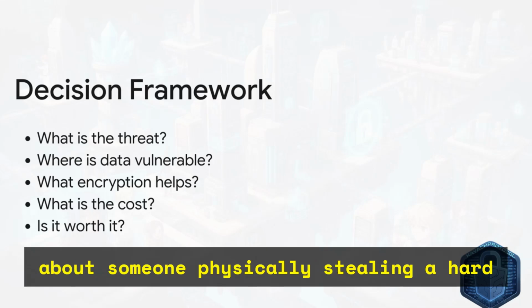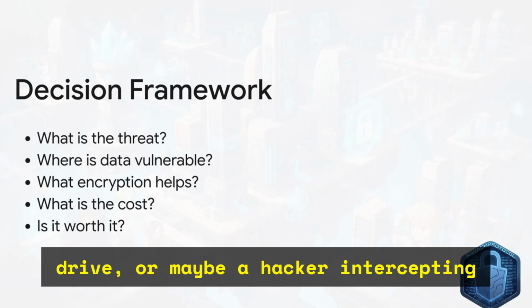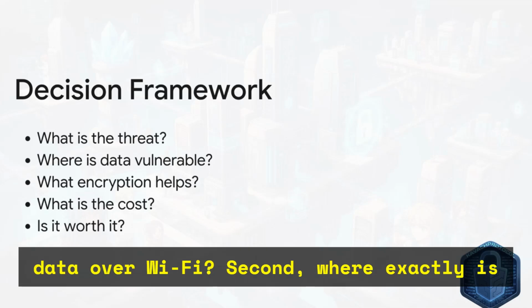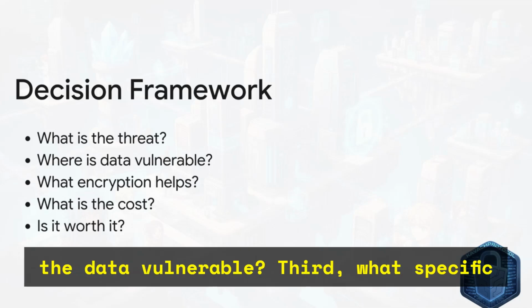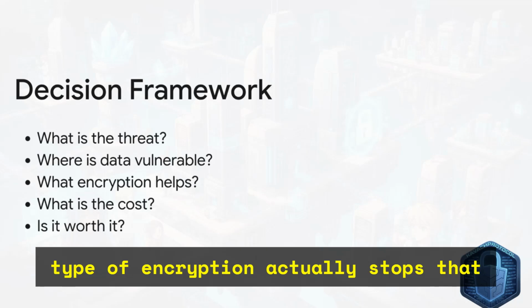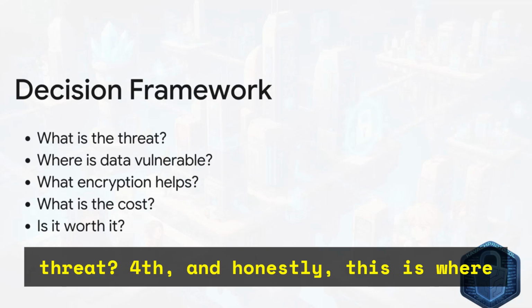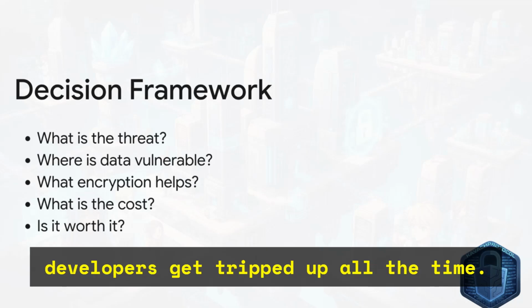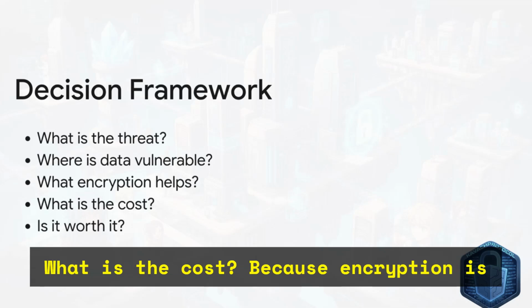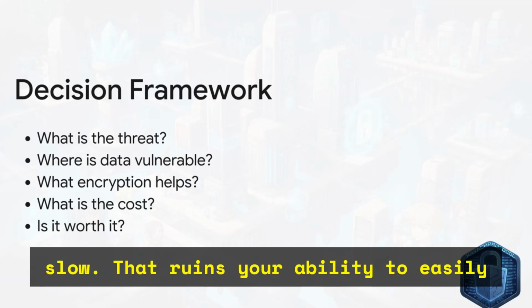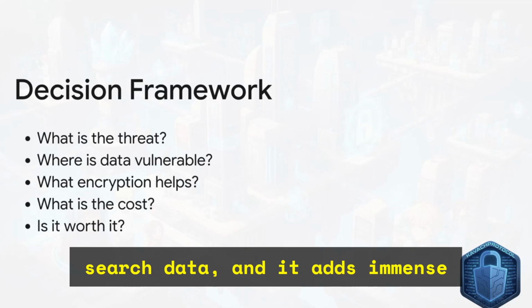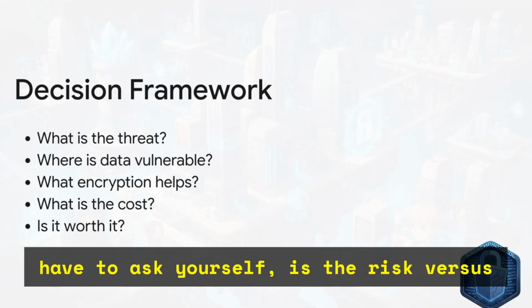Are you worried about someone physically stealing a hard drive, or maybe a hacker intercepting data over Wi-Fi? Second, where exactly is the data vulnerable? Third, what specific type of encryption actually stops that threat? Fourth, and honestly, this is where developers get tripped up all the time, what is the cost? Because encryption is slow. It ruins your ability to easily search data, and it adds immense operational complexity. And finally, you have to ask yourself, is the risk versus cost trade-off actually worth it?